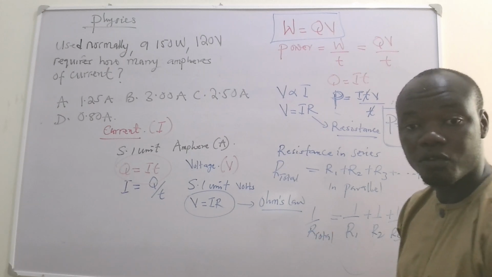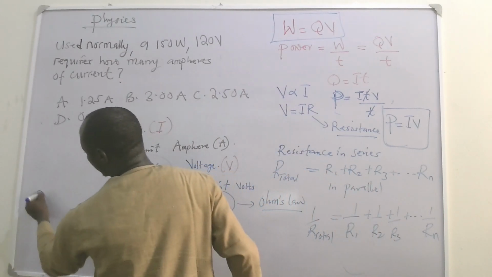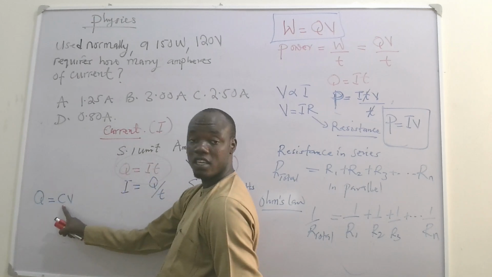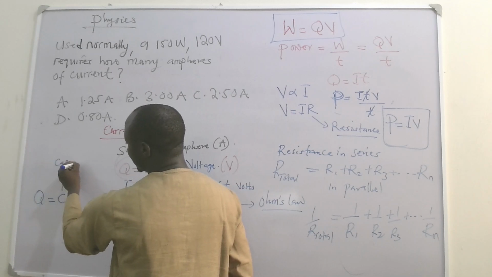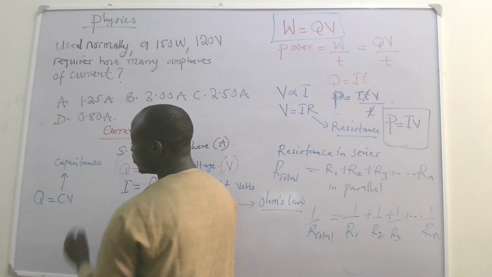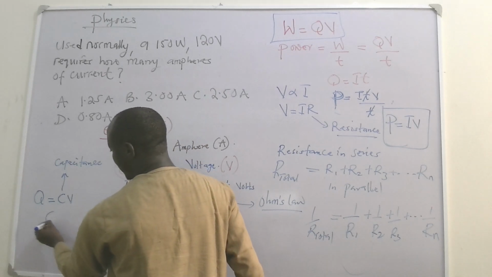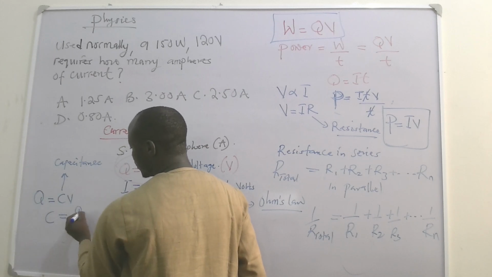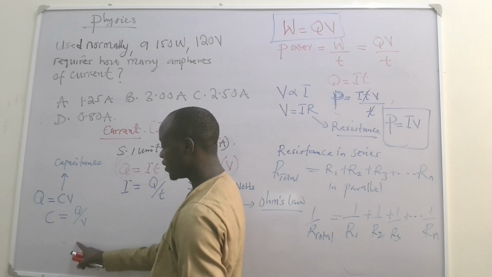So we have a formula for capacitance: Q is equal to CV. The C here stands for capacitance of the capacitor, V is voltage and Q, of course, is quantity of electricity. So it means that capacitance can be Q all over V. So this is for the capacitance.